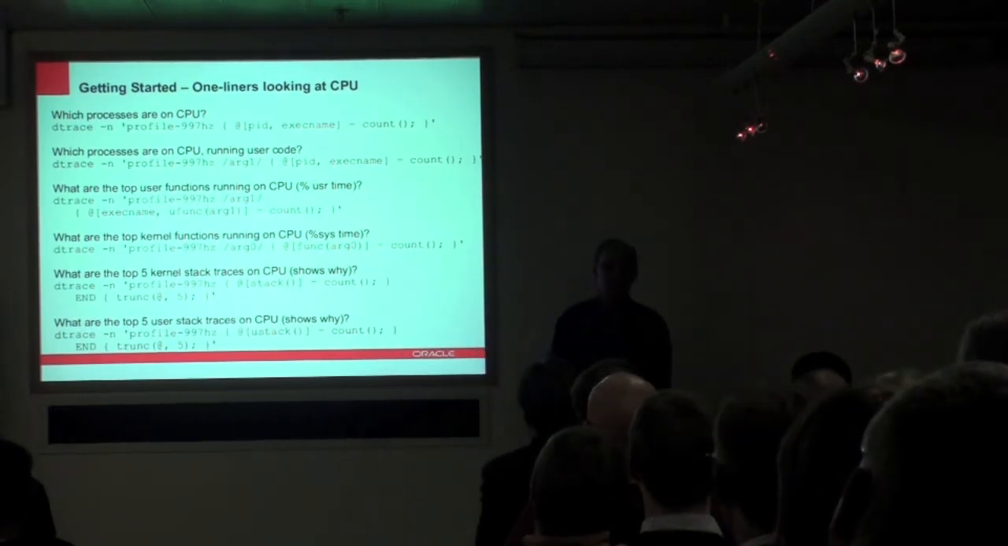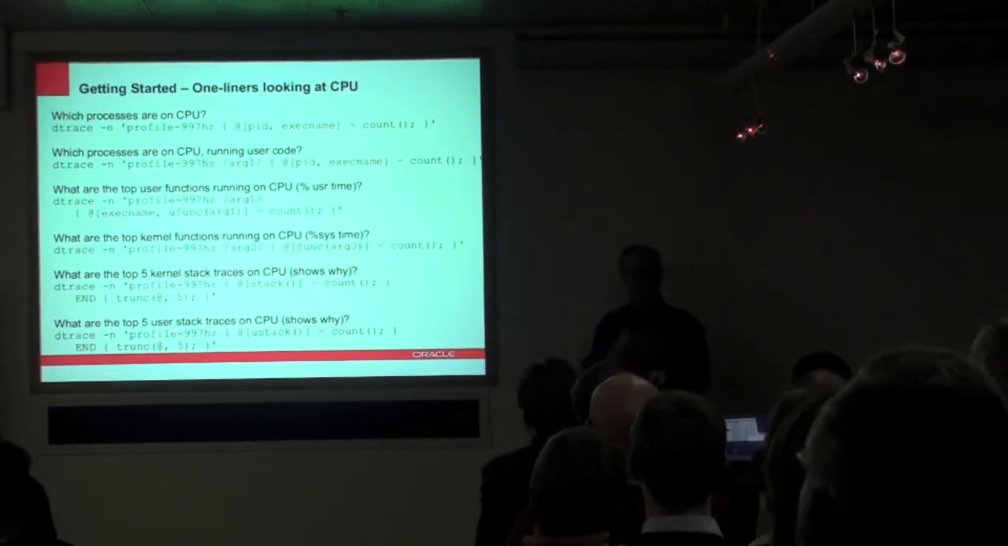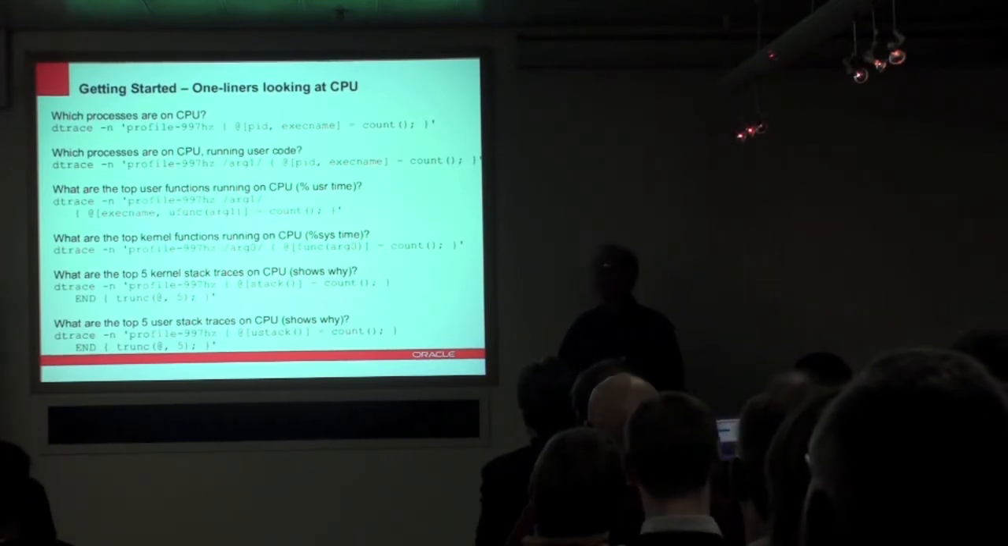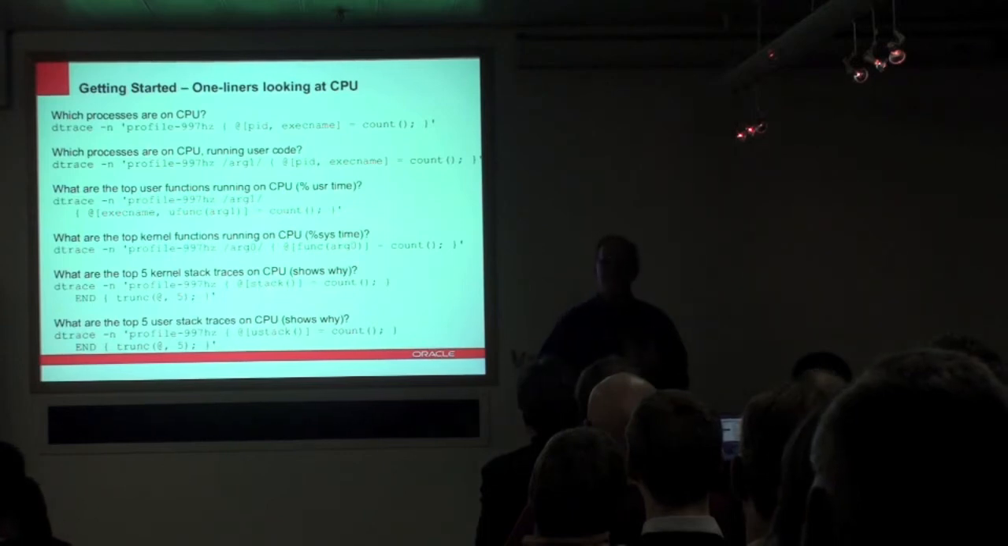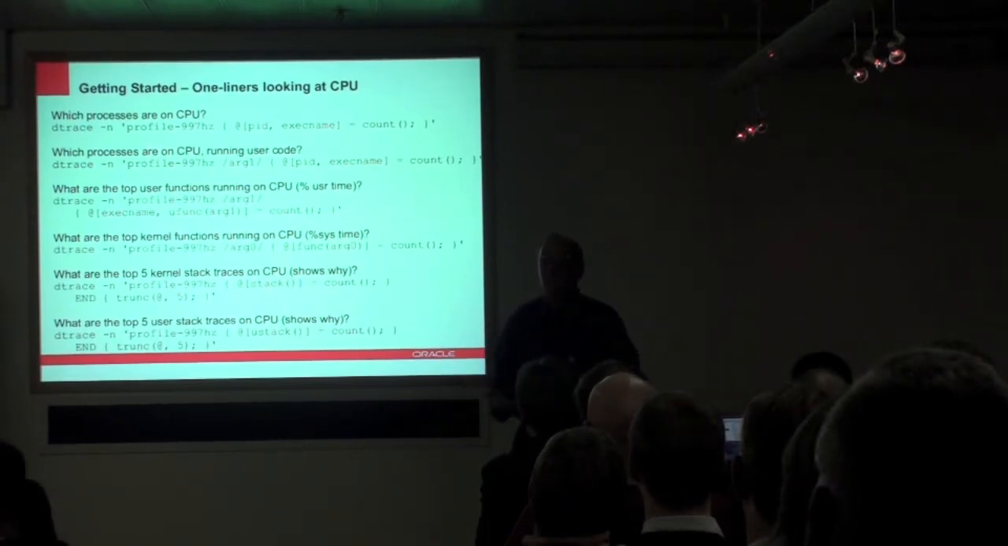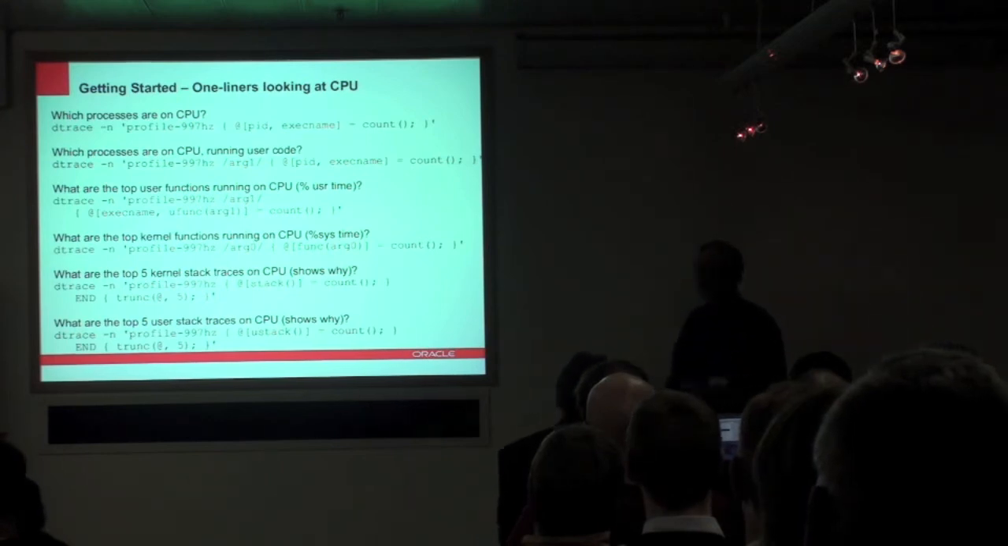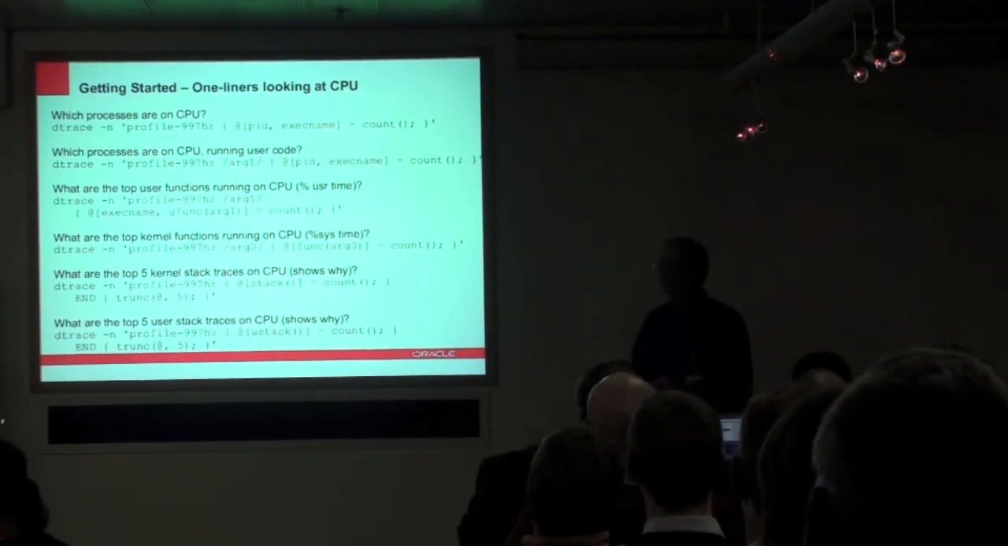Look up the documentation for the IO provider, and it'll tell you what the arguments are to the IO provider probes. Look up the documentation for the sketch provider, it'll tell you what the arguments are. You have to read the documentation. There's other ways to figure it out. I don't want to go down that rat hole right now. You have to read the documentation.